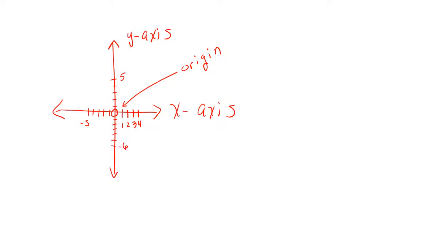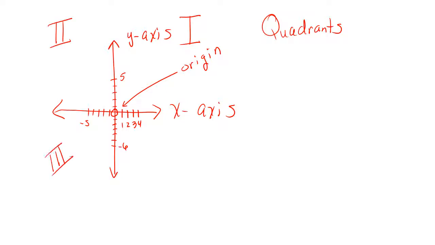These axes separate or divide a flat surface into 4 regions. The 4 regions are called quadrants. The quadrants are numbered starting in the upper right corner with a Roman numeral 1. And then you go counterclockwise. So this is Roman numeral 2, Roman numeral 3, and Roman numeral 4.